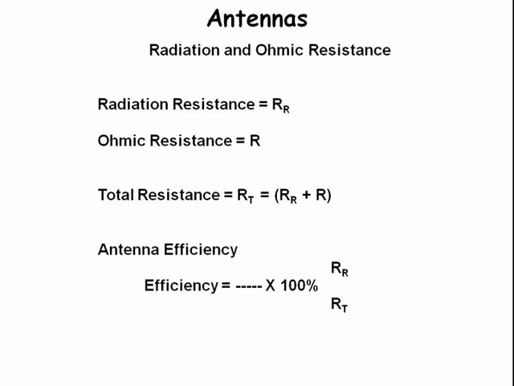With antennas, we have ohmic resistance and radiation resistance. Ohmic resistance, R sub O, causes heat loss in the wire, coax, and materials nearby that absorb the waves, such as foliage and buildings. Radiation resistance, R sub R, is an assumed resistance that, if actually present, would dissipate the power actually radiated by the antenna. Total resistance is the sum of both.